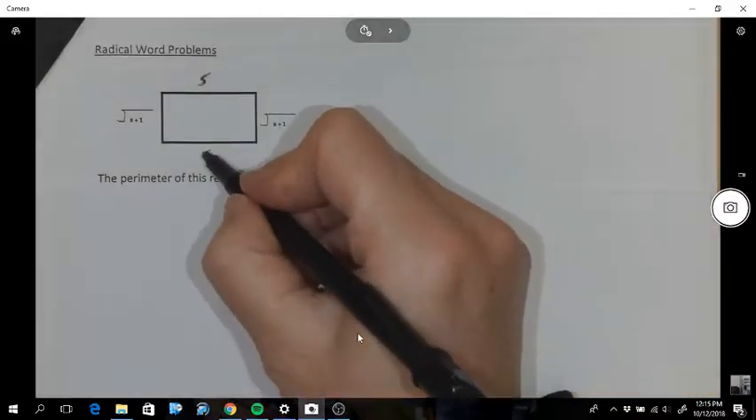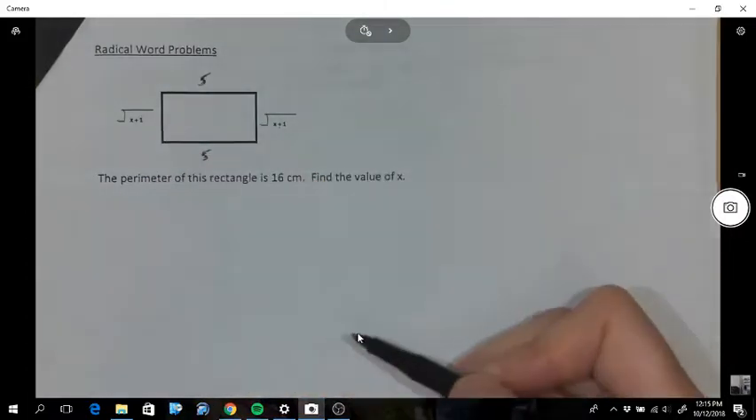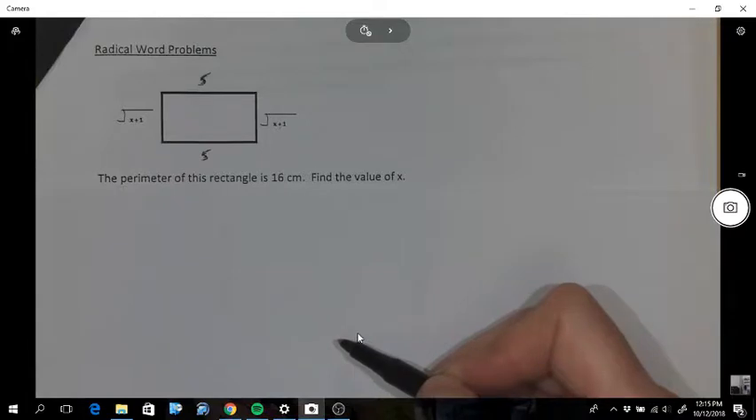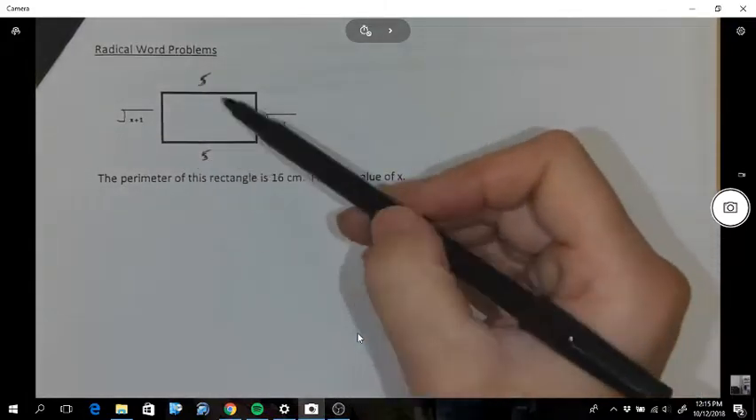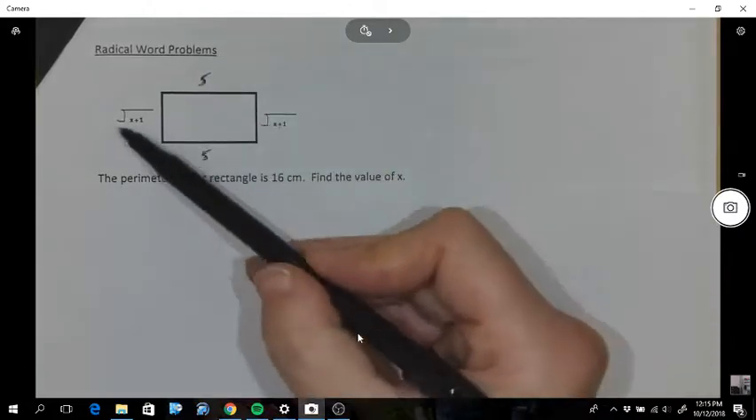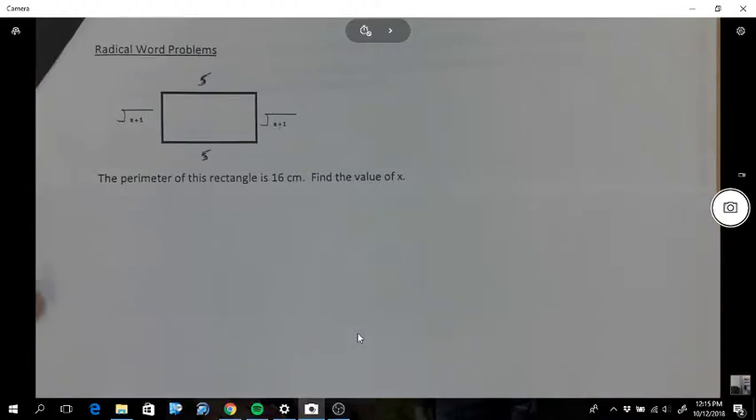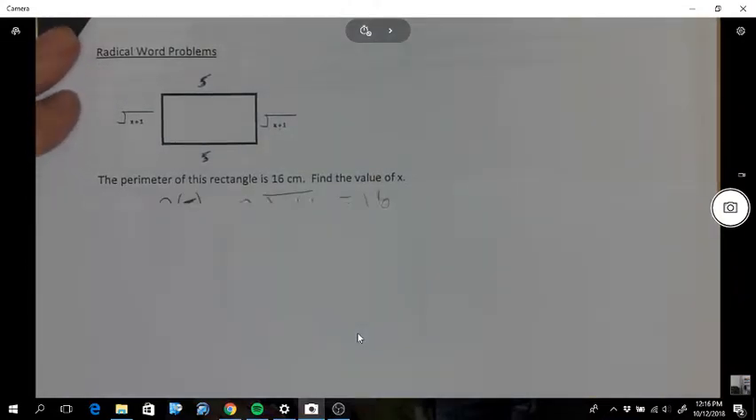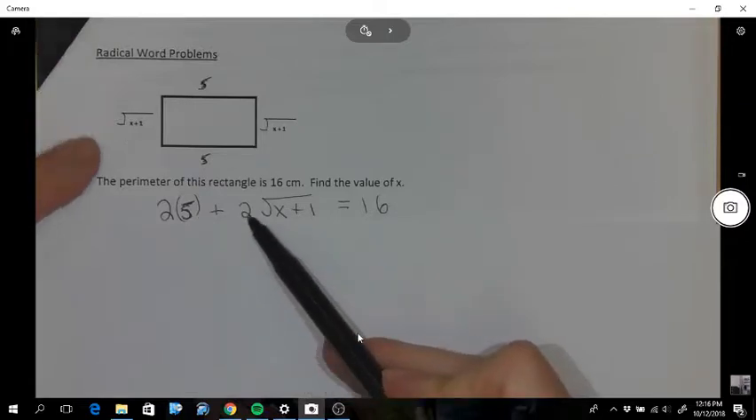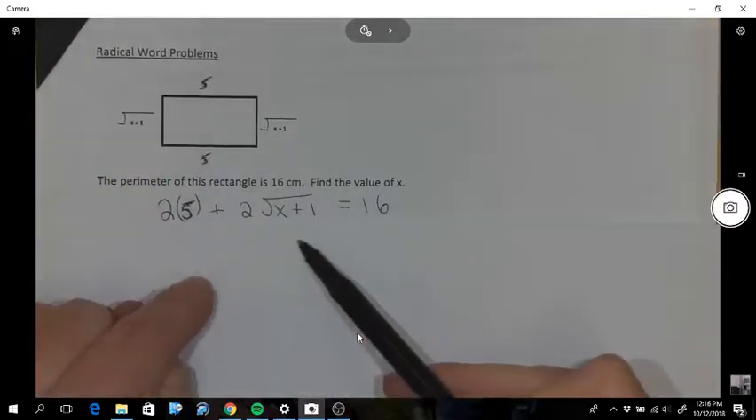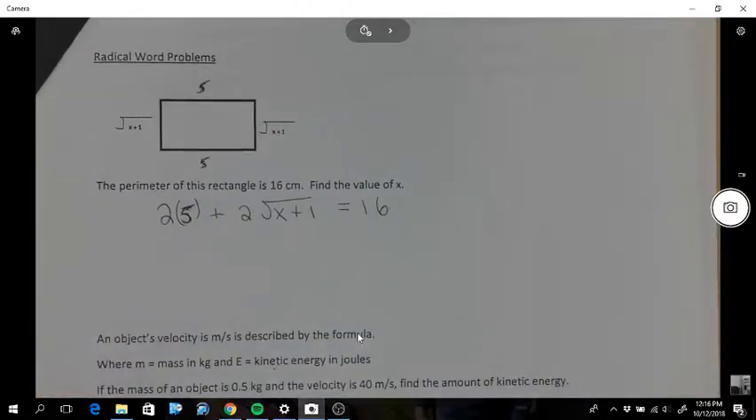Okay, so I know perimeter of a rectangle, I add up all of these sides together, it's going to equal 16. So instead of going this plus this plus this plus this, I'm going to group them so that I have 2 of these sides and 2 of those sides. Altogether, they're going to be 16. So how does that look in a math equation? 2 sides of 5 plus 2 sides of root x plus 1 altogether will equal 16. Okay, so that's step 1, making an equation.